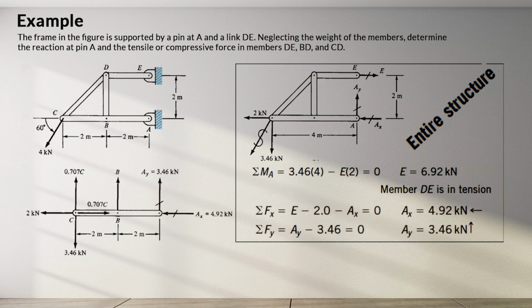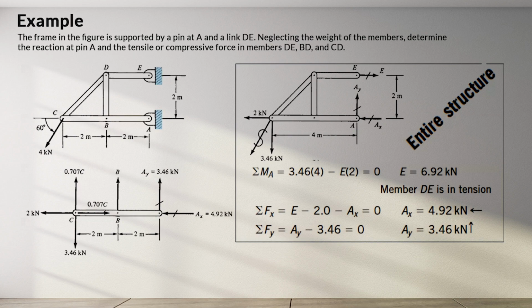Applying the equilibrium equations, we have the moment around A from which we will be able to find a value for E as 6.92 kilonewtons in tension, and then from the summation of forces in X and Y, we will be able to find the values for AX as 4.92 kilonewtons and AY as 3.46 kilonewtons.